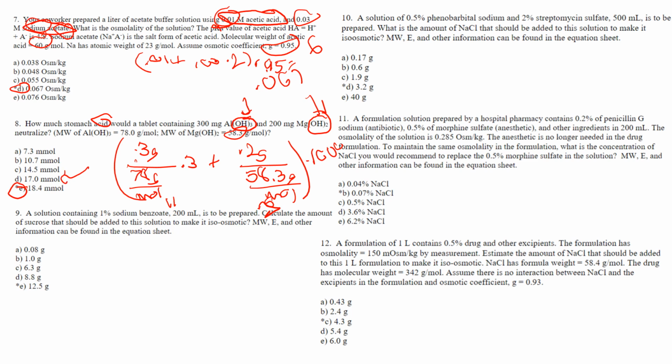For this next one, it goes into your isotonicity, your E values. It's not incredibly hard. How I like to think of problems like this is whenever I see a concentration of something, I like writing it out in the number of grams per milliliter or grams per liter. So if this is 1%, we know that there is 10 grams per liter times 0.2 liters. So we essentially have 2 grams of the sodium benzoate.